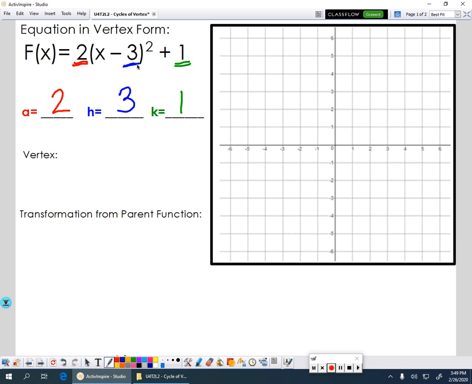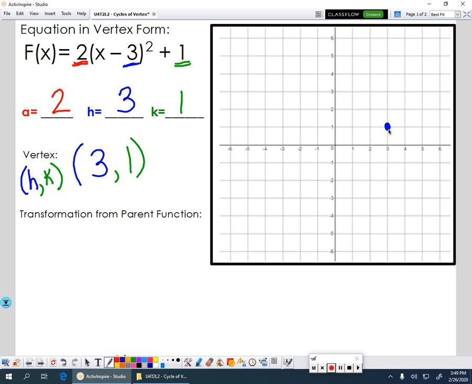Once we have our a, h, and k values, we're going to use them to find our vertex. And our vertex, remember, is made up of our h, which is the 3, that's our x value, and then our k value is our y value. So this vertex is going to be at (3, 1). On our graph, we'll go over 3, we'll go up 1, and we'll put our vertex down right there.